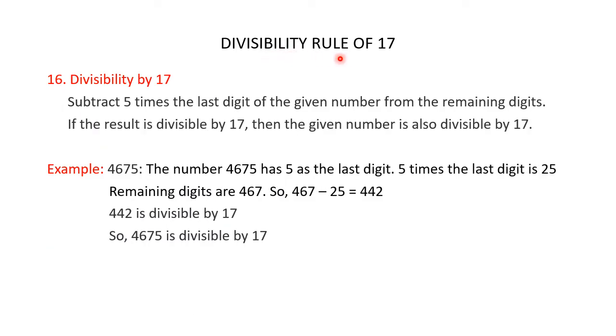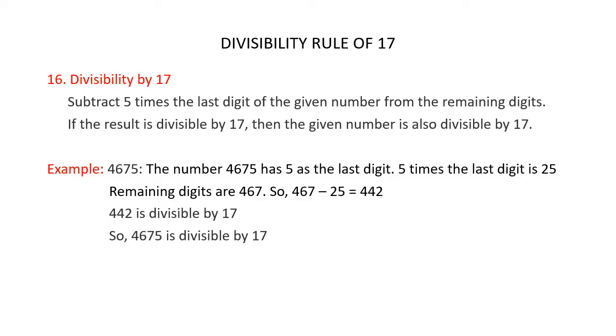Divisibility rule of 17. Subtract 5 times the last digit of the given number from the remaining digits. If the result is divisible by 17, then the given number is also divisible by 17. This means to check if a given number is divisible by 17, consider the last digit of the given number. Multiply the last digit with 5 and the answer you get you have to subtract from the remaining digits. If the result is divisible by 17, then the given number is also divisible by 17.